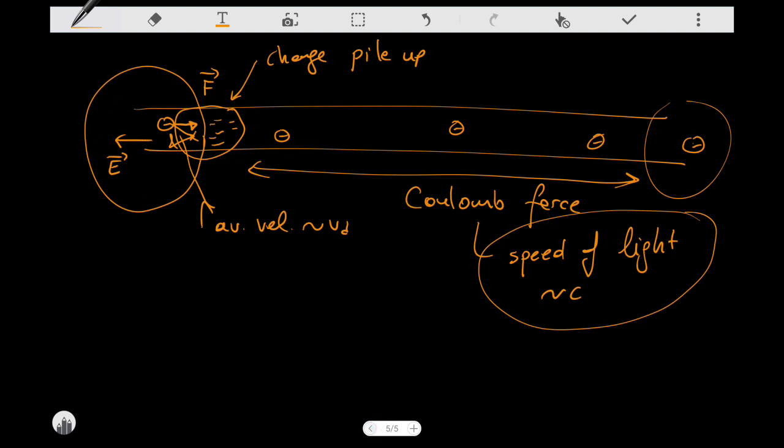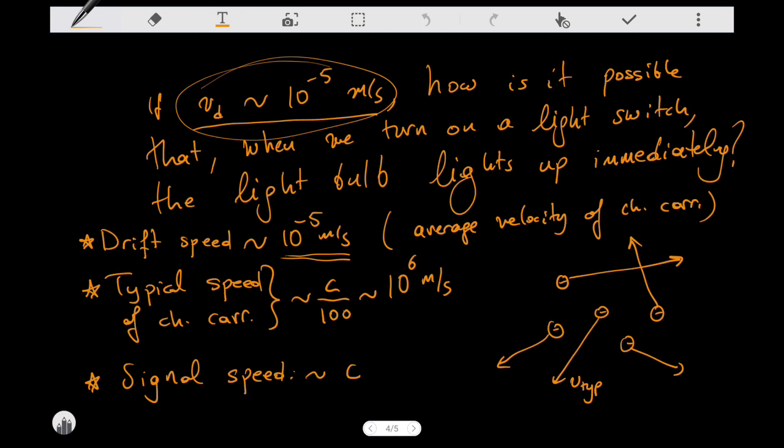So let's again reiterate: when we are talking about different physical phenomena involving many particles, we have to talk about different velocities. Each velocity is related to something else. The signal speed is usually much different than the other speeds, like the typical speed of the charge carriers and the average velocity. So in each case, you have to know which velocity, which speed, is related to the physical phenomenon that you are interested in.